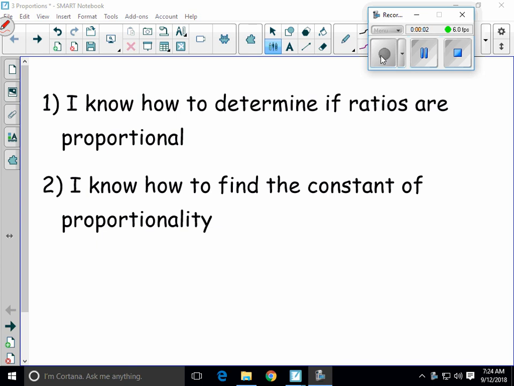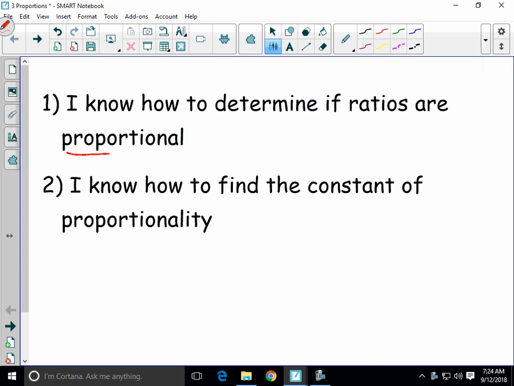The two goals for today: one, we're going to see if ratios are proportional, so we're going to introduce this word. And second, when we're finding out if they're proportional, we're going to find something called the constant of proportionality. Okay, and that's abbreviated a lot of times with the letter K.